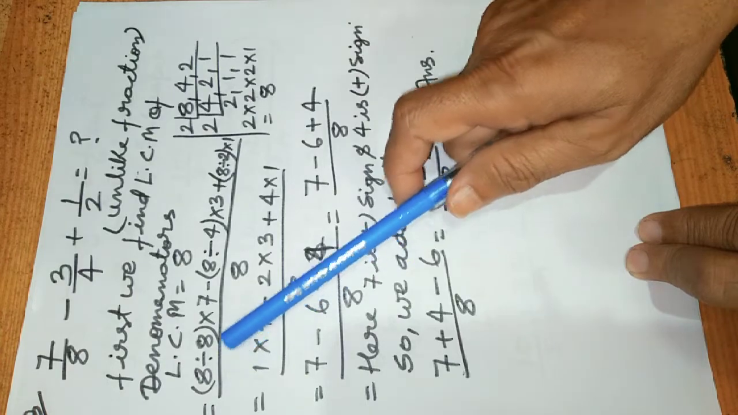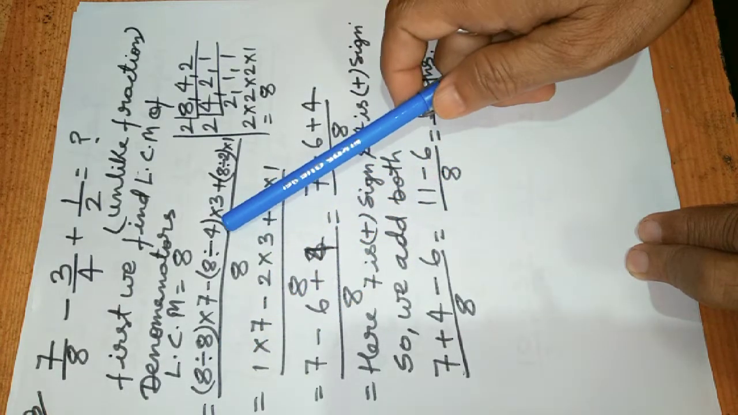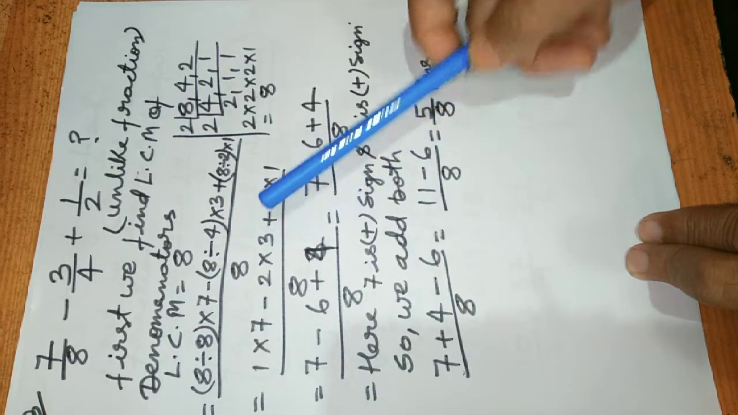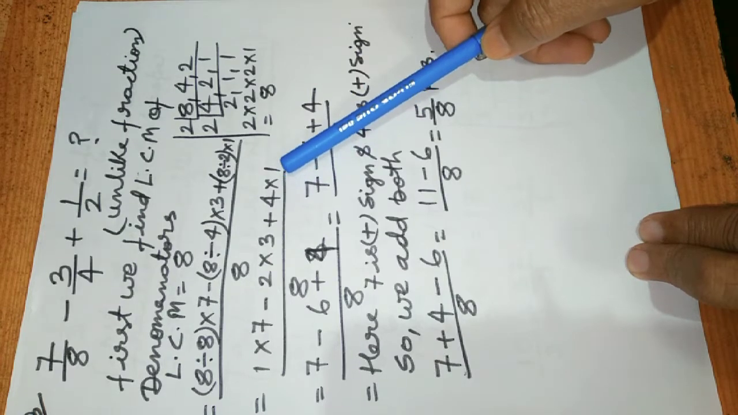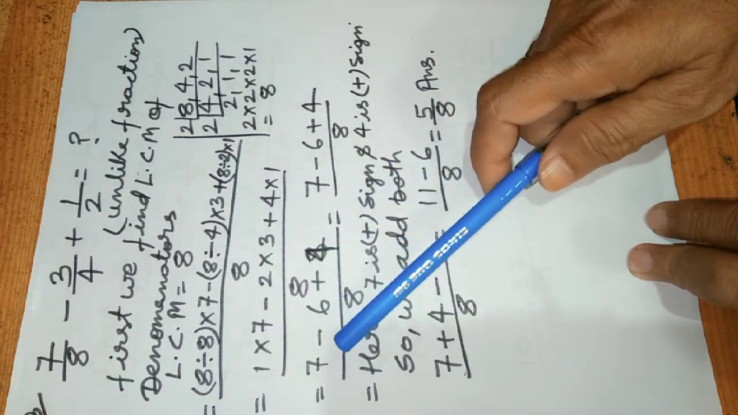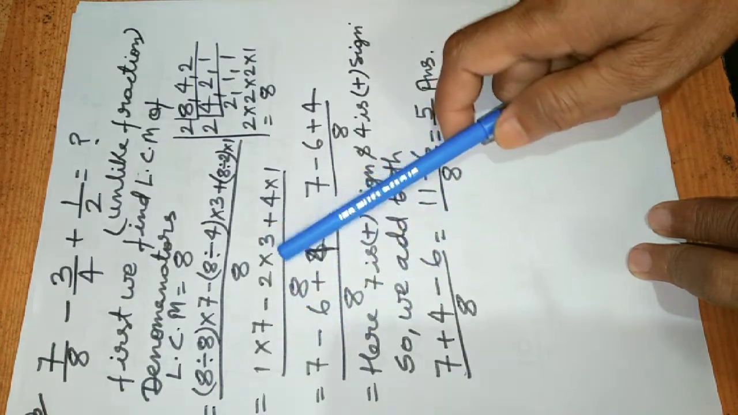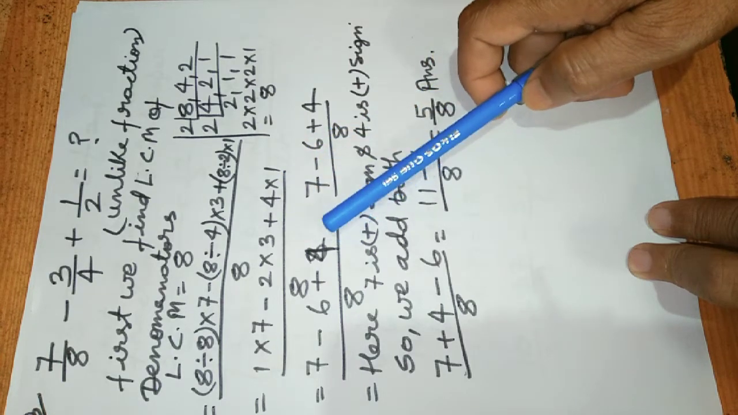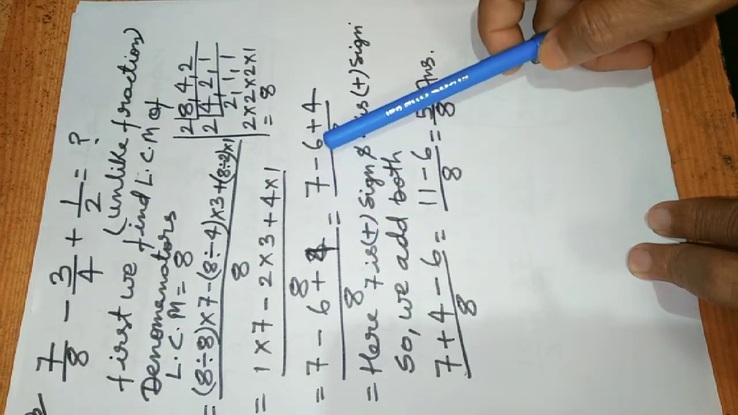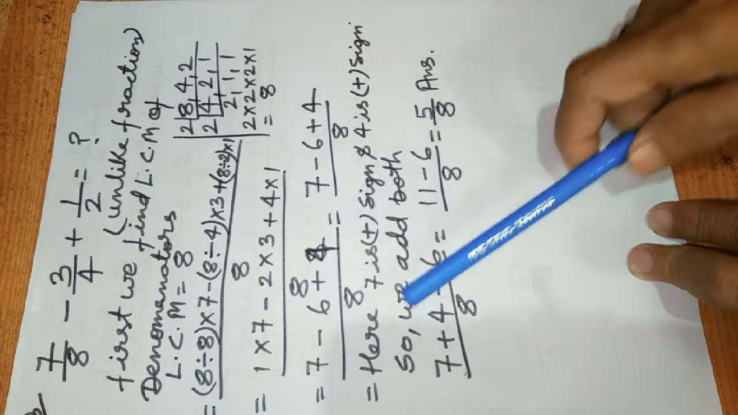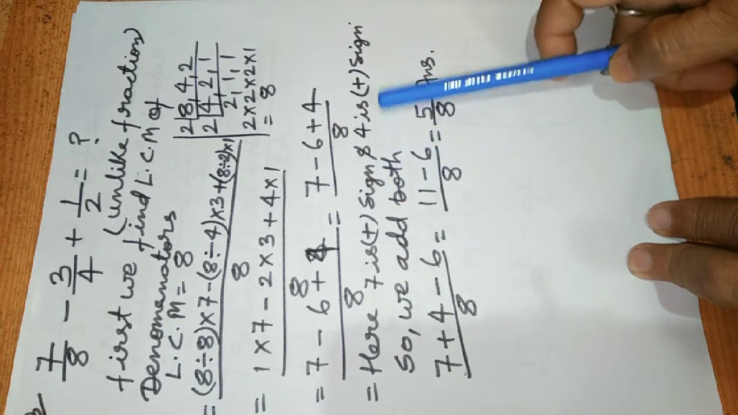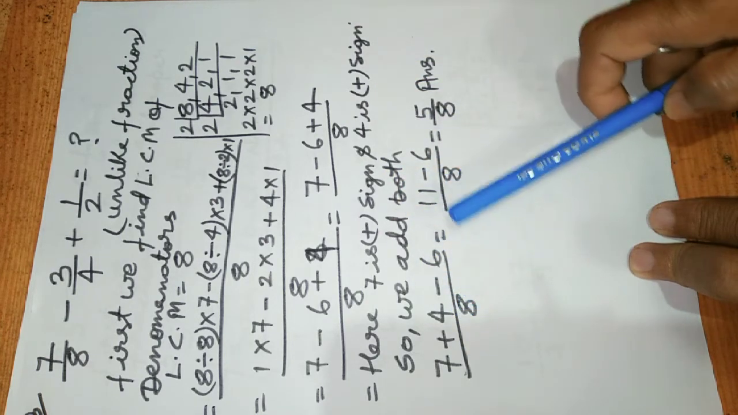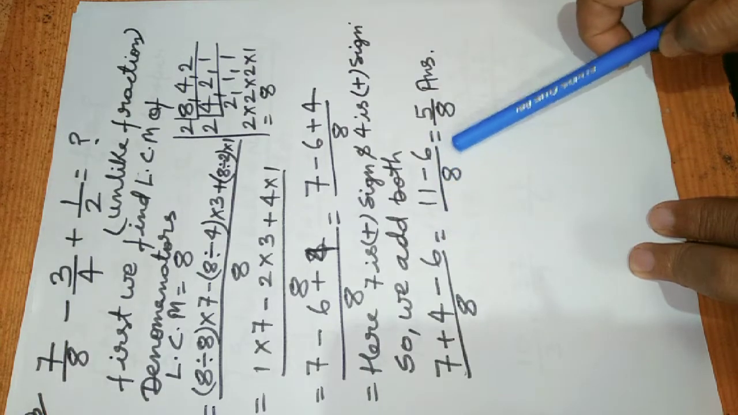8 divided by 8 is equal to 1, multiply 7. Here 8 divided by 4 is equal to 2, it multiplies 3, and 8 divided by 2 is 4, multiply 1. Here 7, 3 multiply 2 is equal to 6, and 4 multiply 1 is 4, by 8. 7 minus 6 plus 4 by 8. Here 7 is a plus sign and 4 is a plus sign. So we add both. 7 plus 4 is equal to 11, minus 6 is equal to 5 by 8, the answer.